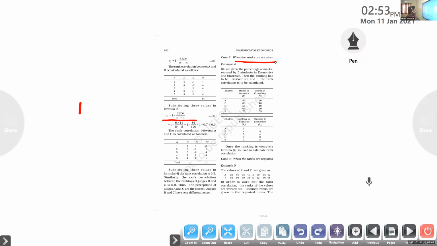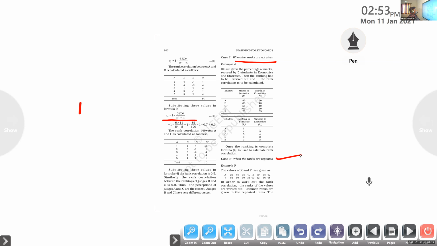Now we are going to the third method, when ranks are repeated. Okay, sometimes we know that not only one person, different people will get the same rank. So repetition will be there. If repeated, how will we calculate the Spearman's rank correlation? Okay, that is the question here.